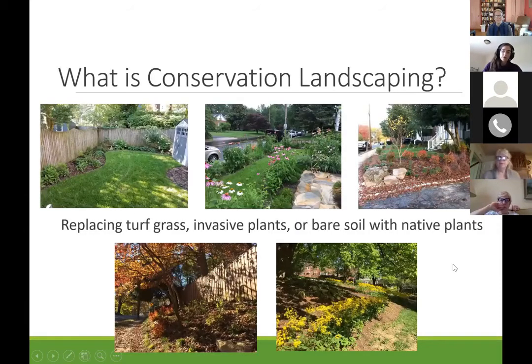Conservation landscaping. One thing that we talked about is just using local native plants, so replacing turf grass or other invasive areas in the landscape, maybe even just areas of bare soil, and trying to incorporate native plants.